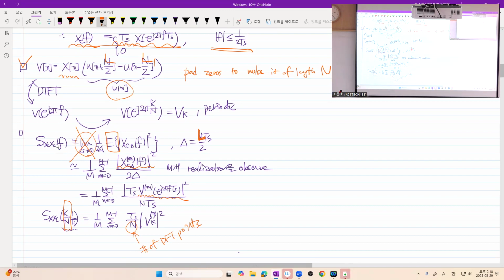Got it? And what is Vk? Vk is the k-th coefficient for the mth observation. So for each k, you average m of them. Got it? By doing this, you can estimate a continuous time signal's random power spectral density. Now, the question would be why we need this?